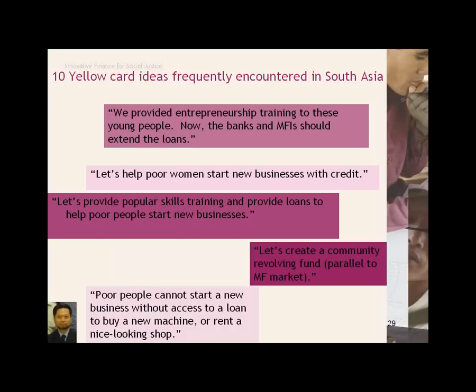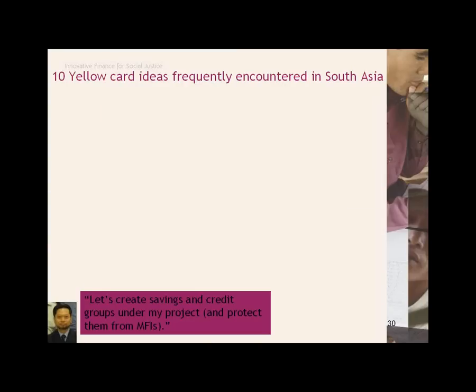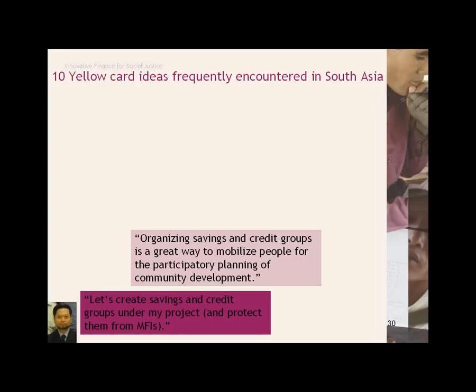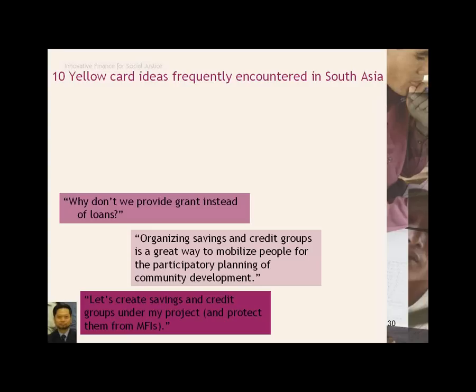Number 5. Let's create a community revolving fund. Here you go. And don't forget there is a microfinance market out there. Number 6. Let's create savings and credit groups under my project. Aha. And protects them from exploitative microfinance institutions. Well, Africa is not the only case. 7. Organizing savings and credit groups is a great way to mobilize people for the participatory planning of community development. Is that the purpose?